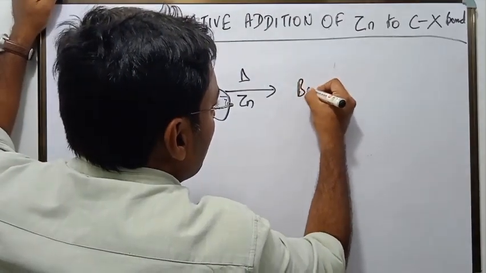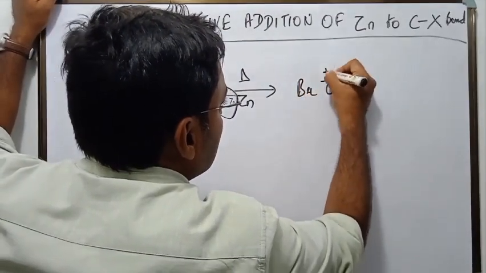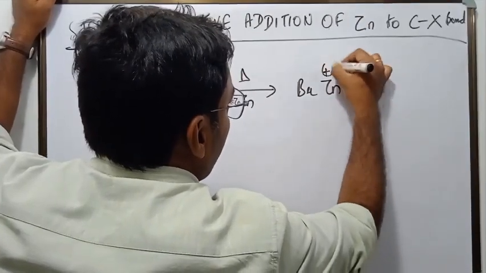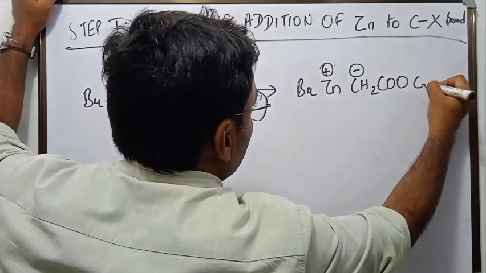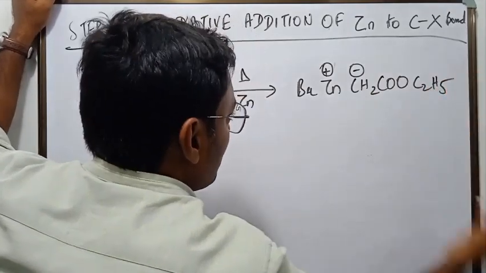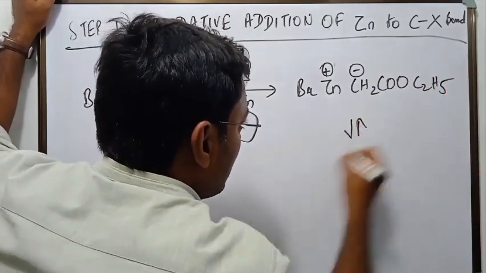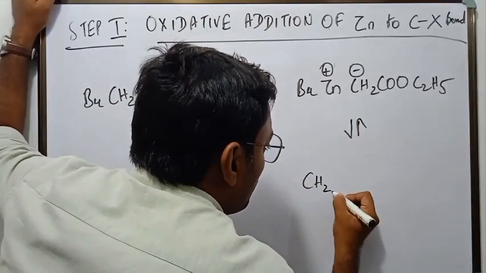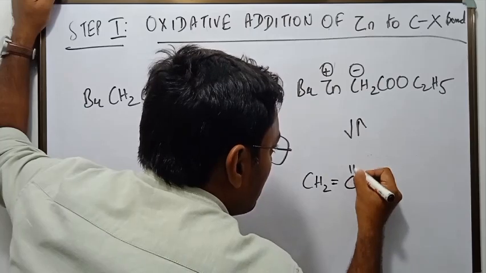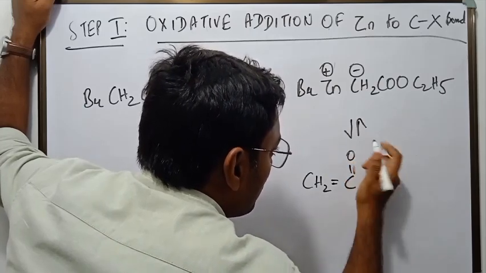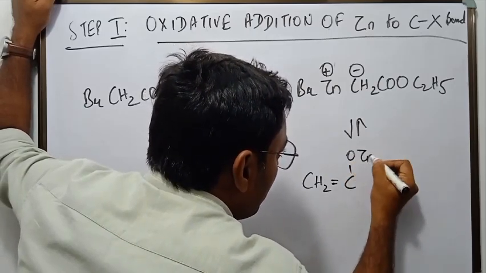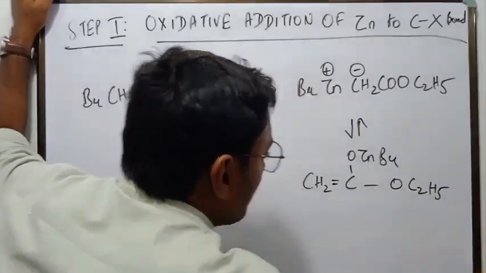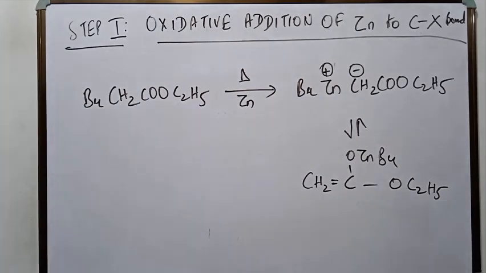So BrZn plus CH2 minus and COOC2H5. This can rearrange like this: CH2=C=ZnBrOC2H5. Let us understand what we have written here.